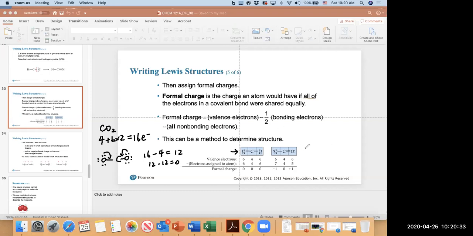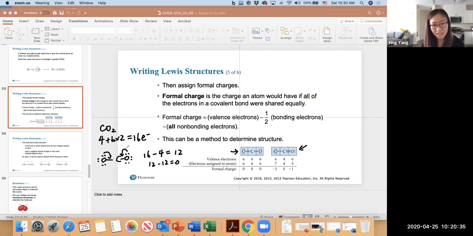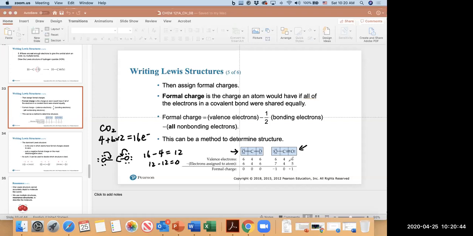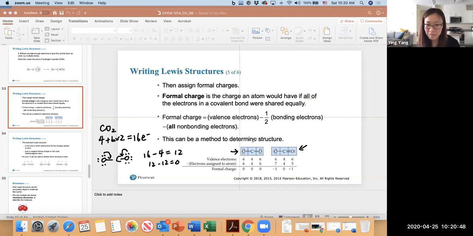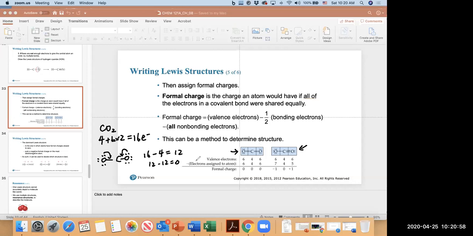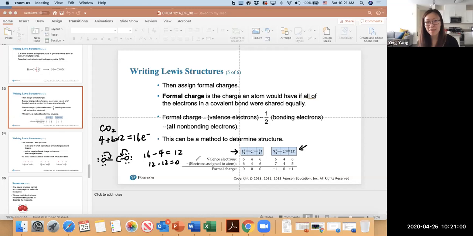But we can also share 2 pairs of electrons just from one of the oxygen and form a triple bond like this one. That makes sense, right? Now you have 2 structures. Now you have to use the formal charges to determine which structure is more dominating. And the same thing for more complicated structures.